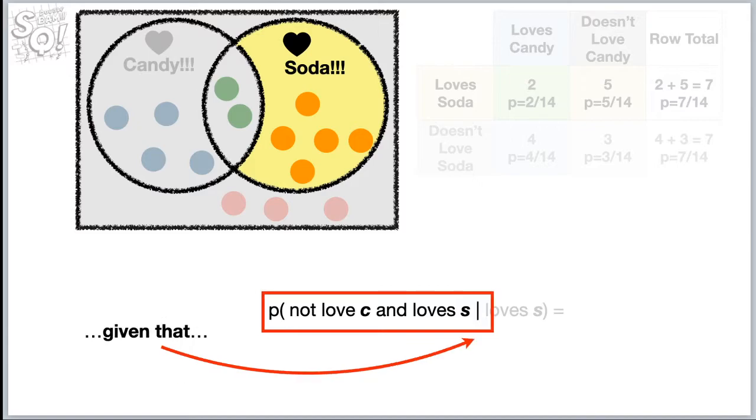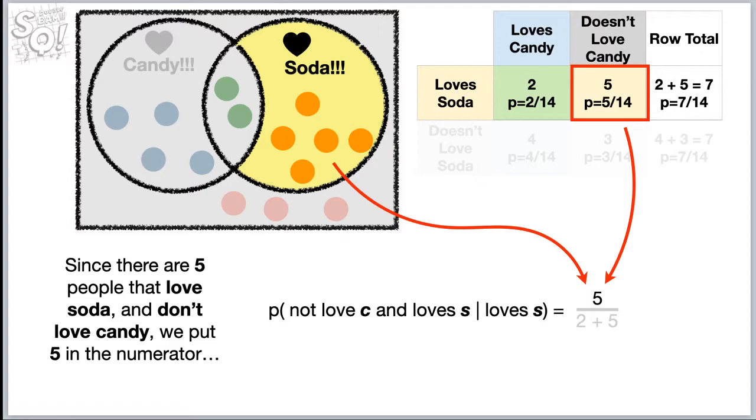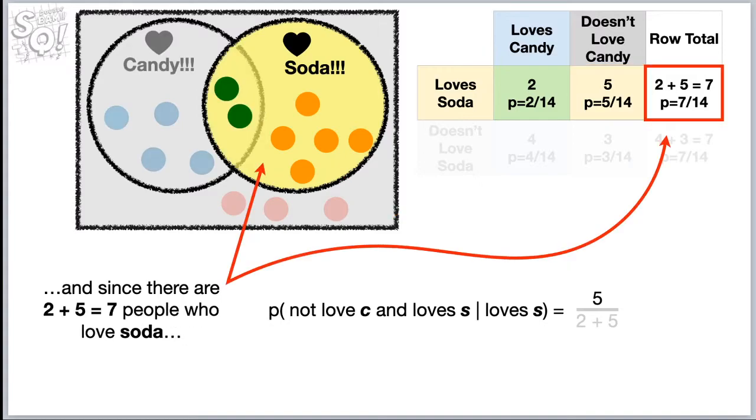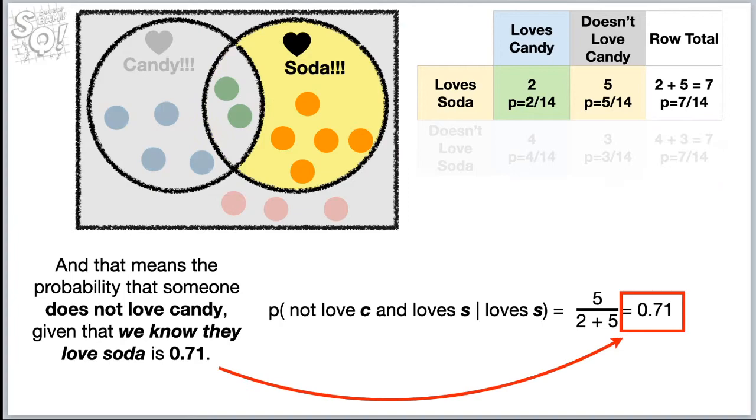Given that we know they love soda. Since there are 5 people that love soda and don't love candy, we put 5 in the numerator. And since there are 2 plus 5 equals 7 people who love soda, we put that in the denominator. And that means the probability that someone does not love candy, given that we know they love soda, is 0.71.